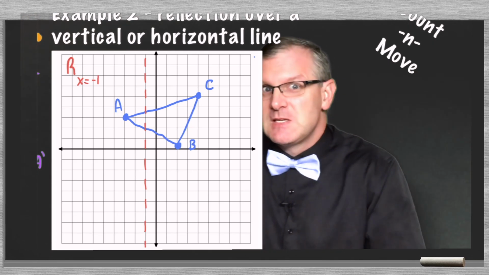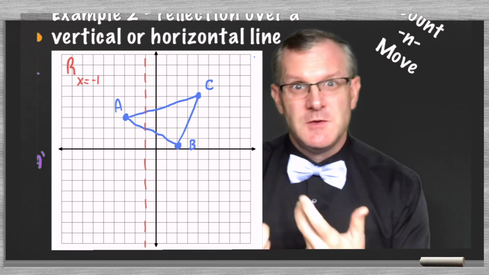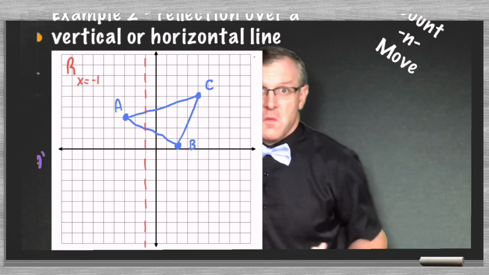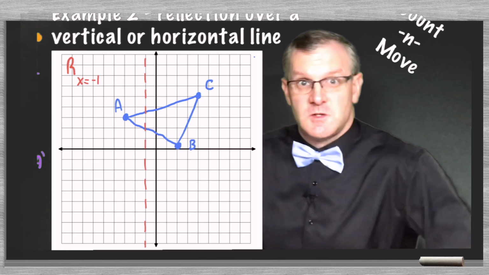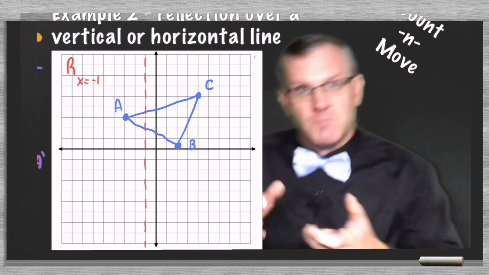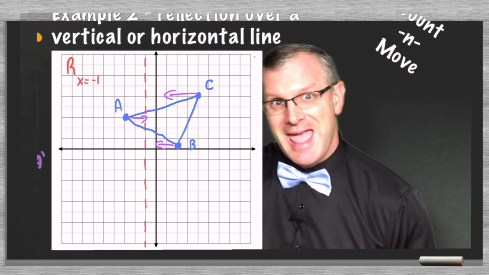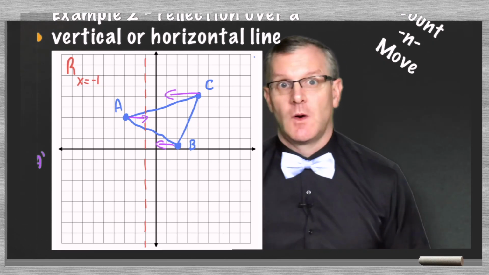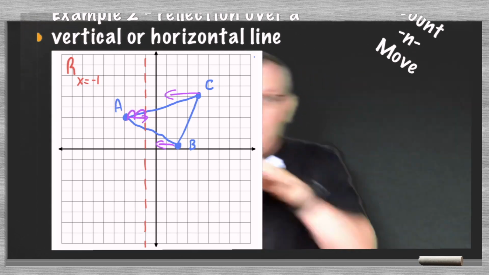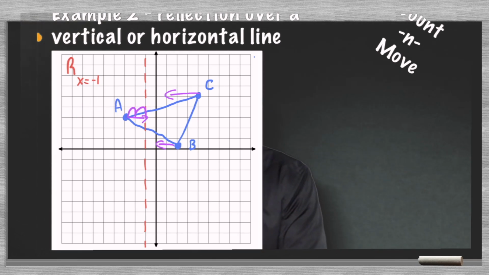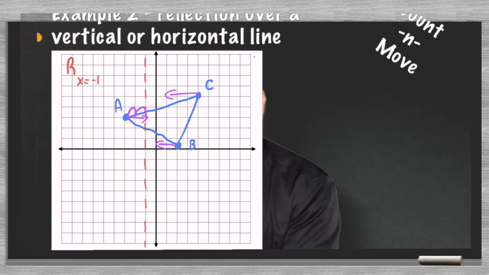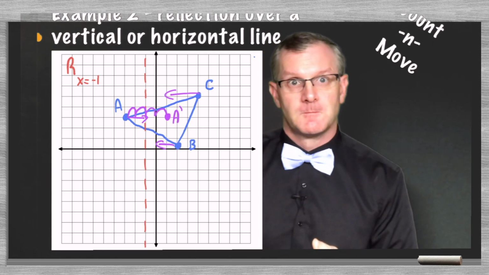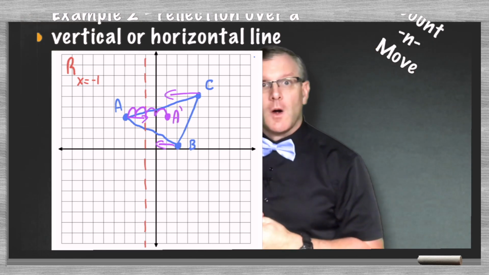Basically, the best way to reflect over the line x = -1 is you just got to start dancing. You just got to count and move, count and move, boom, boom, boom. We look at point A and see how far it is from A to our line of reflection. We count over 1, 2, line of reflection. So we're going to move that same distance past the line of reflection, 1, 2 more. Then we plot A prime.